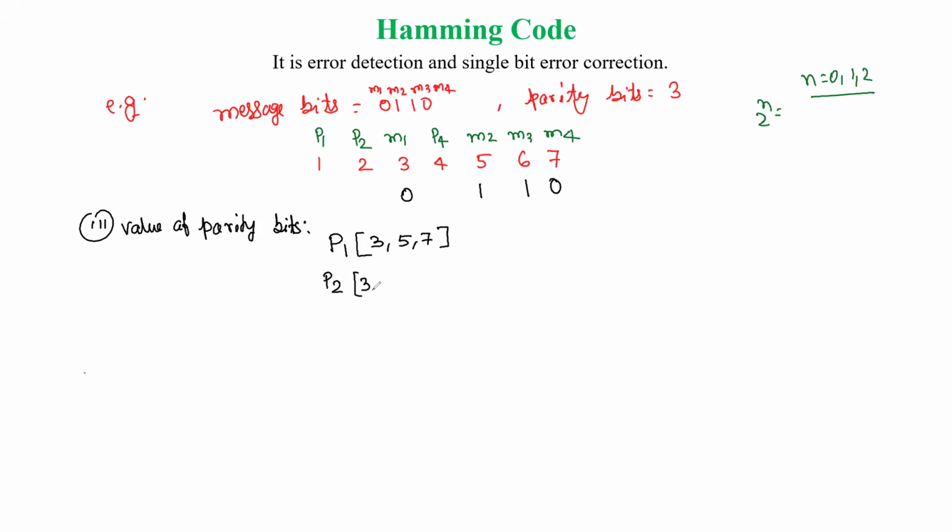So what will we write? 3. Next 4, 5 is a gap. Okay. Next what will we have? 6, 7. So for the second parity bit, 2 gaps we are giving.